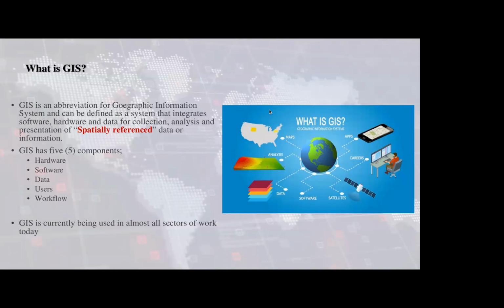And GIS usually has 5 components, and these are the simple ones. First, hardware: computers, mobile devices, and all that. And then we have what we call the software, which is basically what enables you to analyze the data, run the workflows, and all that. And then we have what we call the data.